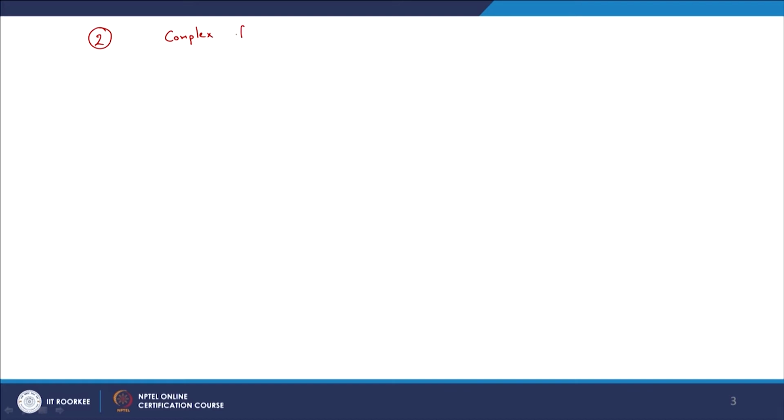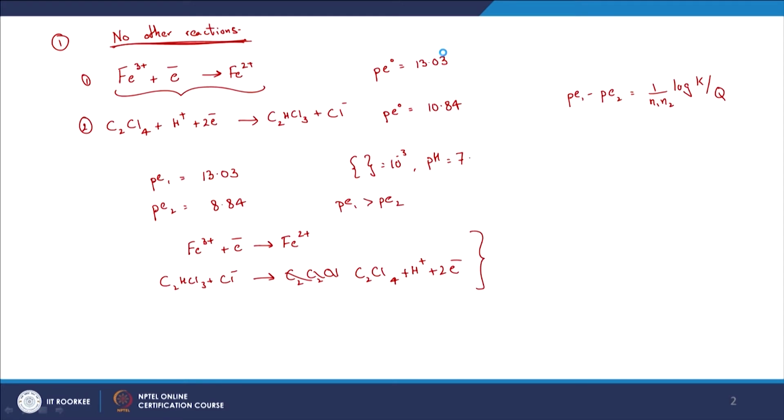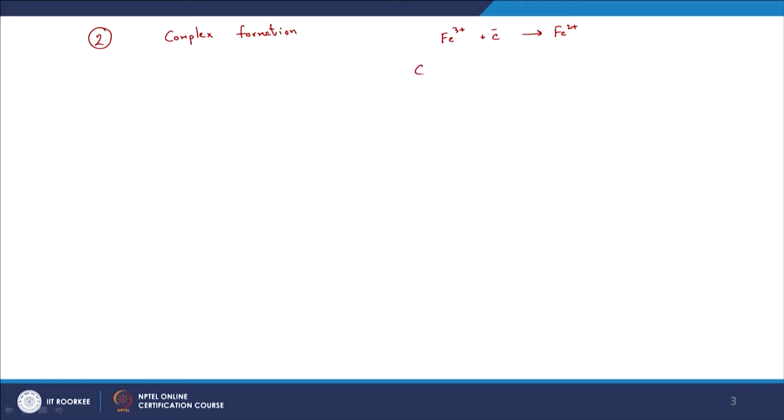So we are also going to consider the case when complexes are formed, and the same reactions as in Fe3+ + e- goes to Fe2+. We are going to start with that, right? And also we have the relevant other half reaction: C2Cl4 + H+ + 2 e- goes to C2HCl3 + Cl-, right?